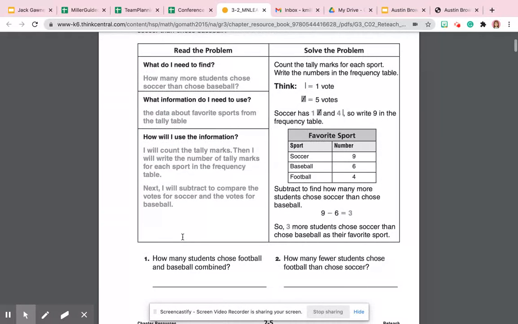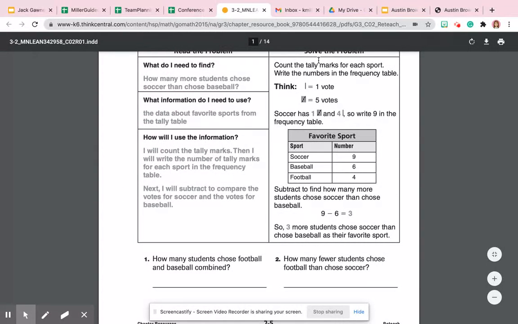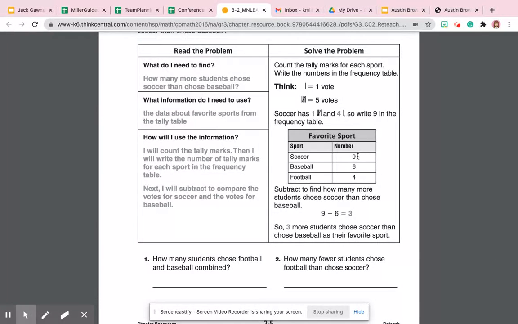So when it comes time to solve the problem, we count the tally marks for each sport and we write the numbers in the frequency table. So it's important, right here it says think. 1 line equals 1 vote, and 4 straight lines with a diagonal across the top means it's 5 votes. So soccer has 1 group of 5 and 4 ones. So we are going to write the number 9 next to soccer in the frequency table.